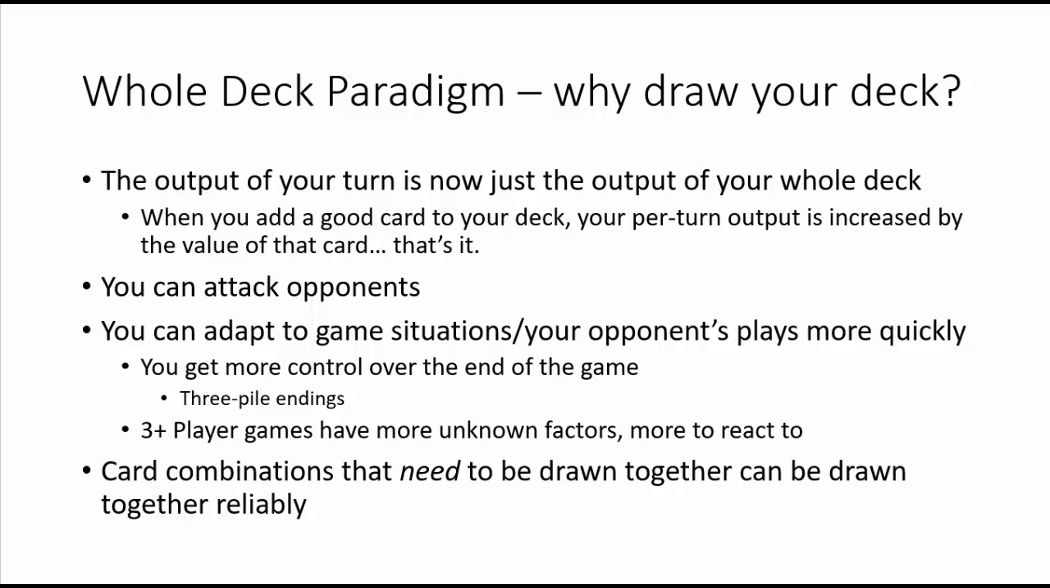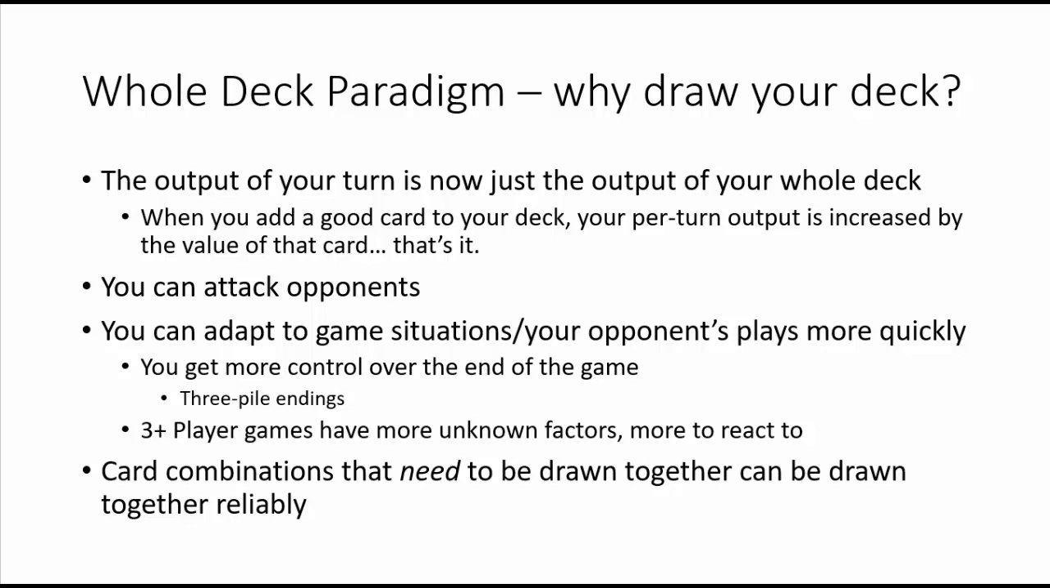Notably, when you add a good card to your deck, as long as you stay in that paradigm, your per turn output is just increased by the entire value of that card. You're no longer subtracting or dividing the value of that card by how much of your deck you plan to draw or the difference in money density or whatever. You're just adding that to your deck. So if I add a silver, I'm now making $2 per turn every single turn as long as I can draw that silver. That's pretty great.